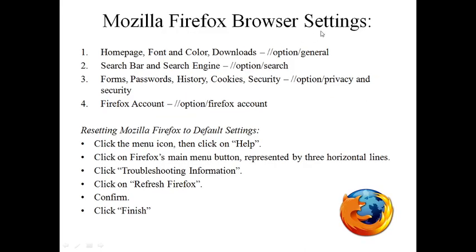Mozilla Firefox browser settings. To change the home page, font and color, downloads, etc., go to options, then general. To change the search bar and search engine, go to option, search. To set forms, passwords, history, cookies and security, go to option, privacy and security. To set Firefox account, go to option, Firefox account.